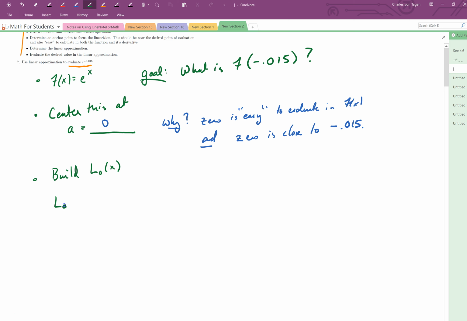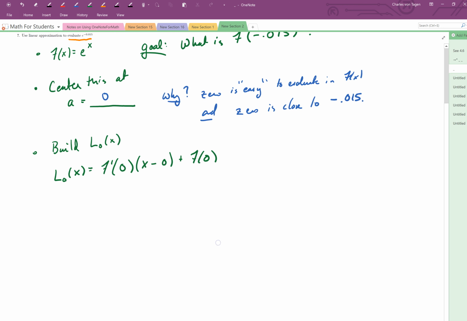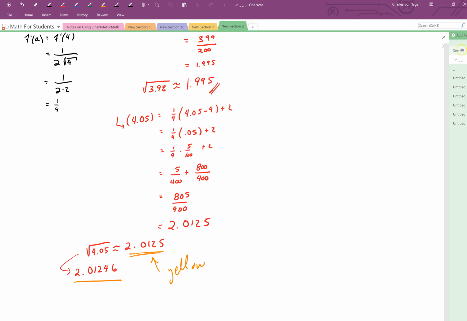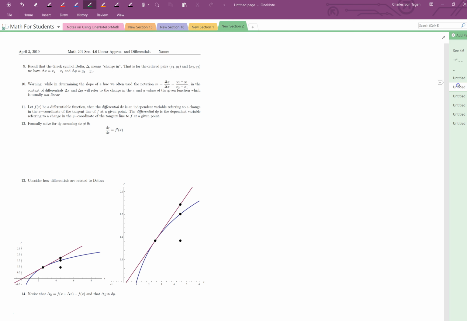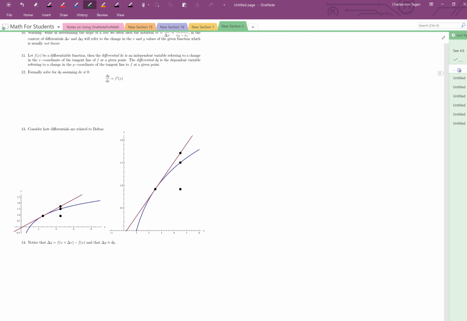So now let's actually build the linearization. L0 of x in this case is still going to be just the tangent line, so that's f prime of 0 times x minus 0 plus f of 0. Of course, I could simplify things like this x minus 0, but I want you to see that this is just that linear approximation that we talked about on the previous page.